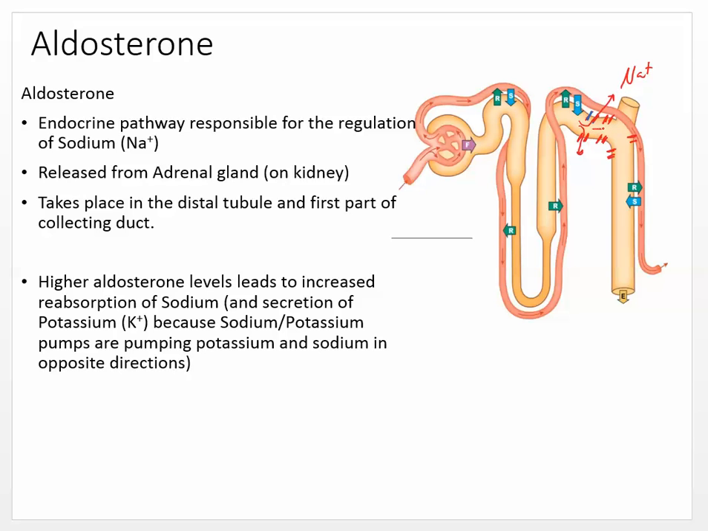Okay, so when aldosterone, which is a hormone, is released, sodium goes back to the body. So that's reabsorption. Okay, so more sodium is reabsorbed. Aldosterone is released by the adrenal gland, an endocrine pathway responsible for the regulation of sodium. It takes place in the distal tubule and first part of the collecting duct, which we see here. Higher aldosterone levels lead to increased reabsorption of sodium. That means it stays in your body, so it leaves the tubule and goes back to your body.